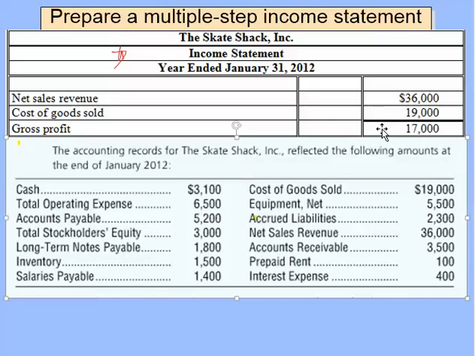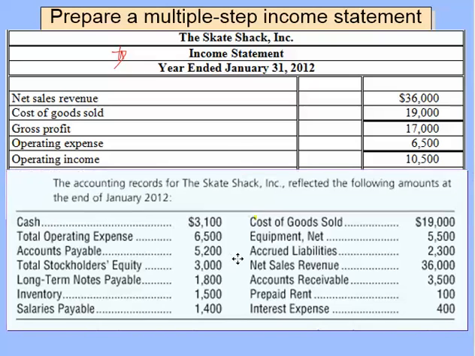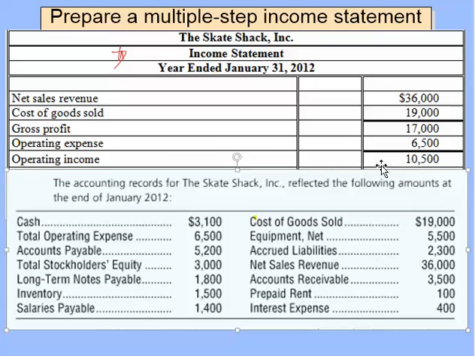So now we have the beginning of our multiple step income statement. Revenues of 36 minus cost of goods sold of 19 gives us gross profit of $17,000. Now we're going to go ahead and subtract our selling and administrative expenses. We've got total operating expenses here of $6,500. Those aren't broken down in this particular example, but if they were, you would go ahead and allocate those out appropriately. So gross profit minus those operating expenses gives us operating income of $10,500.